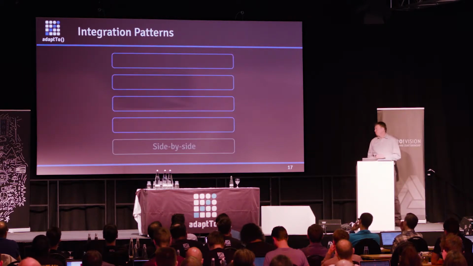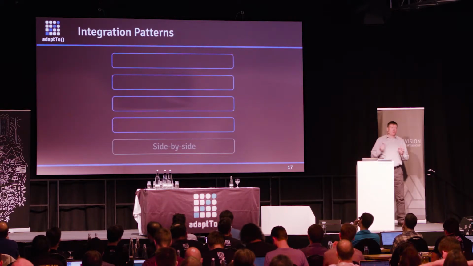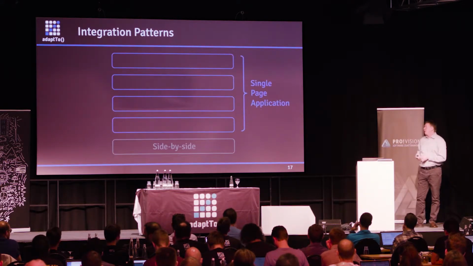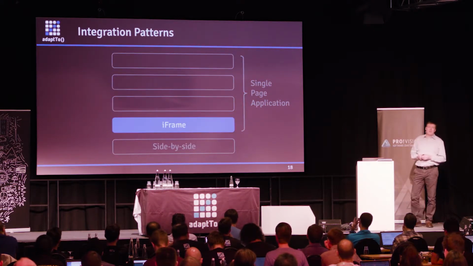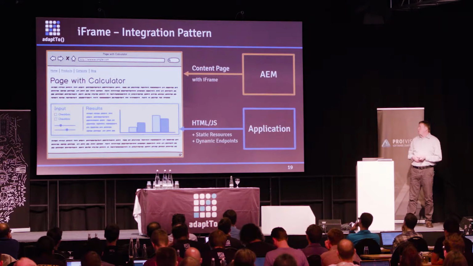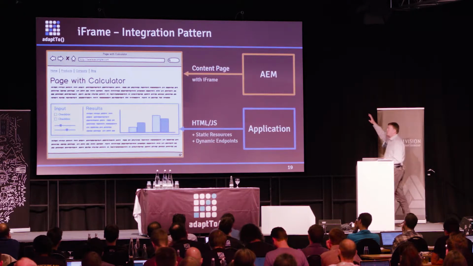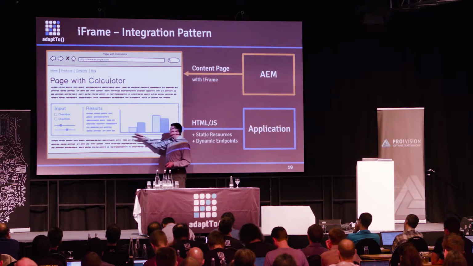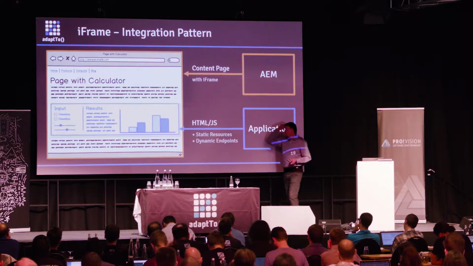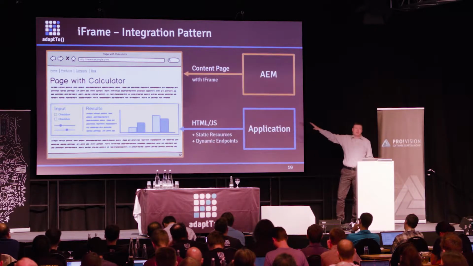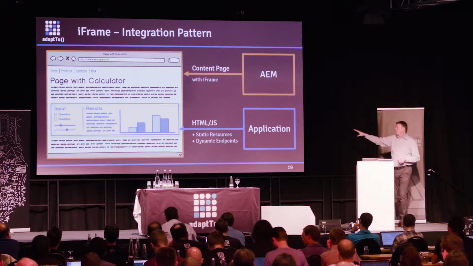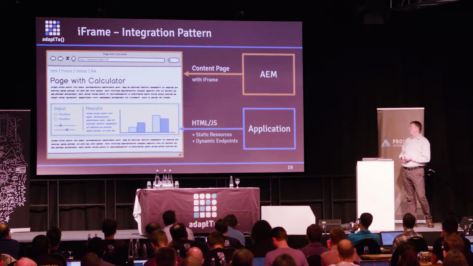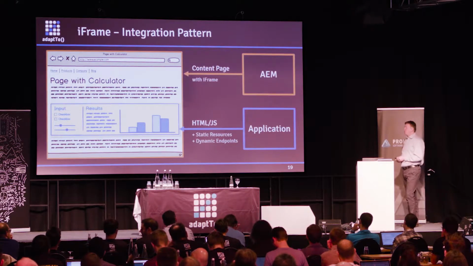Okay, next pattern. Actually, it's a group of patterns. All the remaining patterns are about single-page applications. What it means, I will show soon. But the first one, I call that IFrame. What it means is you're having a content page delivered by IAM, and this page contains an iframe, and the application is completely independent, delivers its HTML, JavaScript, whatever, and all the static resources, all the dynamic endpoints like REST APIs, comes via the iframe. Fairly simple approach.